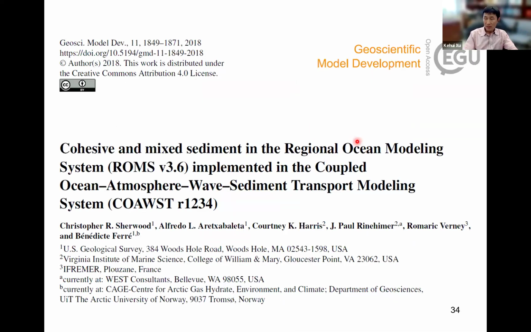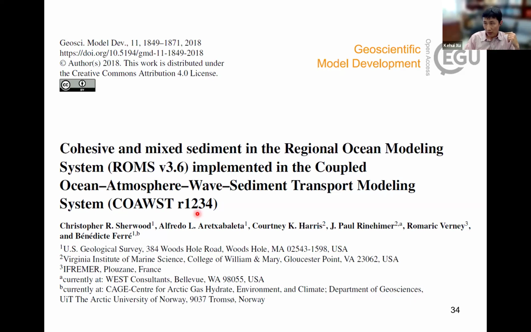Okay, so next. In the year 2018, Chris Sherwood was leading another modeling effort to further incorporate bed consolidation with the modeling system, which is called COAST. You can see lots of modeling effort over here. J. Paul was leading some early studies, Courtney was involved, and we also have several co-authors over here.